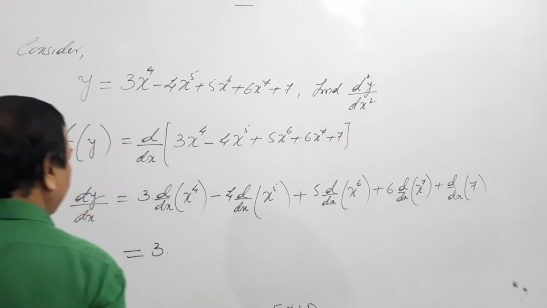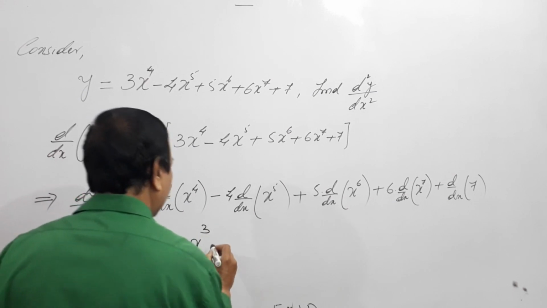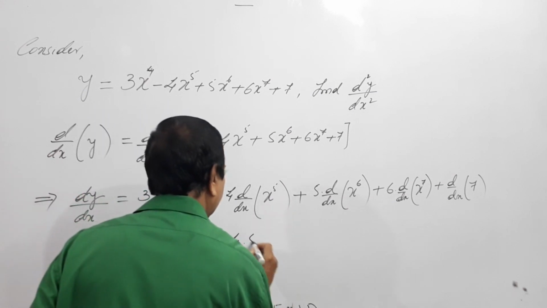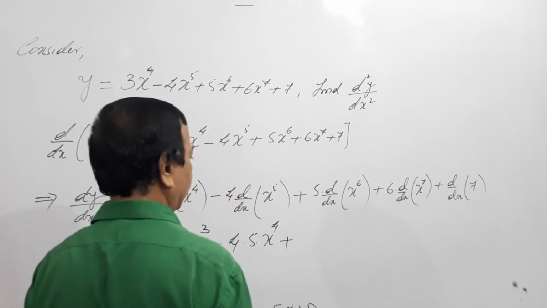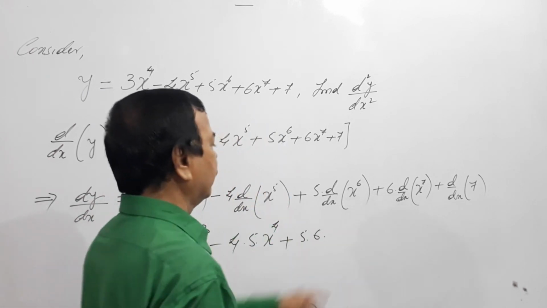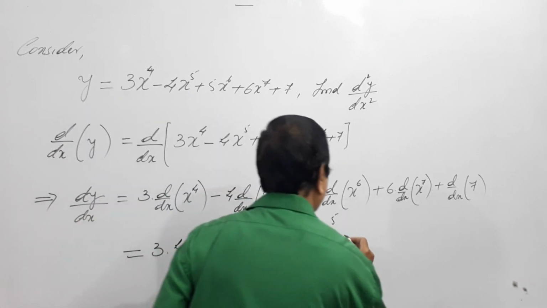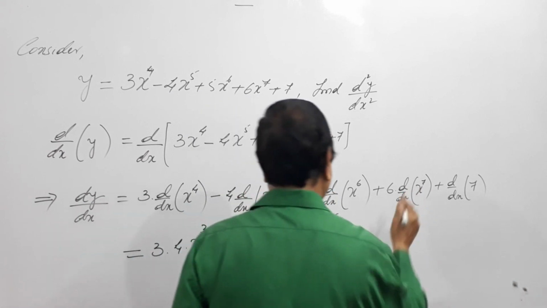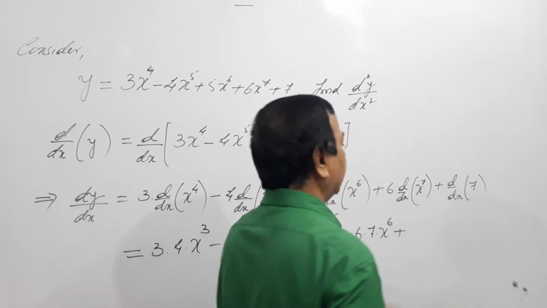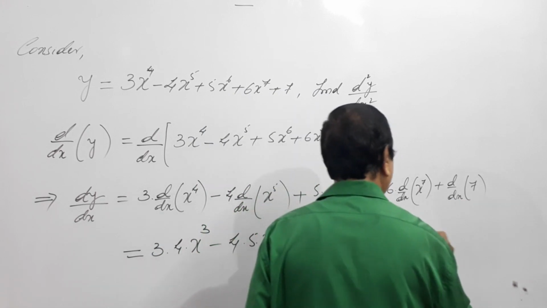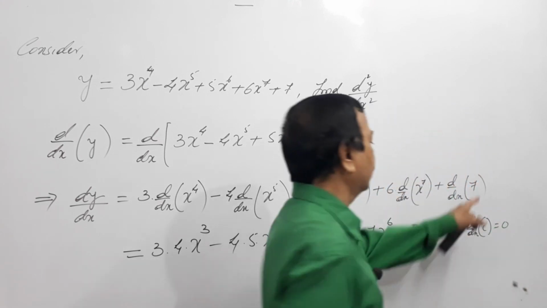Okay dear students, what happens to this? This is 3 into 4 x to the power of 4 minus 1, that is 3, minus 4 into 5 x to the power of 5 minus 1, that is 4, plus 5 into 6 x to the power of 6 minus 1, that is 5, plus 6 into 7 x to the power of 7 minus 1, that is 6, plus d by dx of a constant, which is 0, since d by dx of a constant equals 0. This is a constant, so this becomes 0.